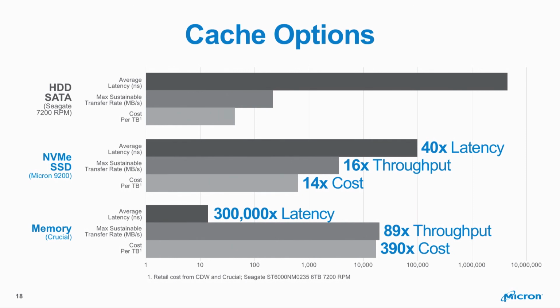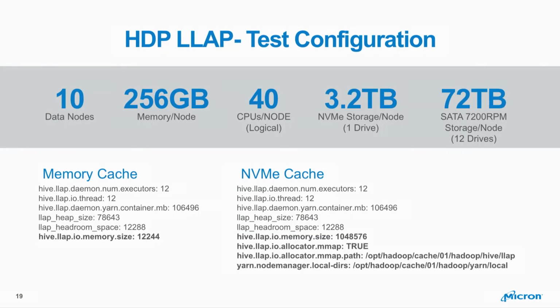So now you're left with a quandary. Do I have a small, very fast cache in memory, or do I go with a larger, fast cache in NVMe drives? Well, the only way to tell is to test, so that's what we did. This is our configuration. It pretty closely mirrors our production configuration. We did a 10-node cluster, 256 gig of memory, 40 CPUs per node, one 3.2 terabyte NVMe drive, and 12 6-terabyte SATA drives, totaling 72 terabytes per node.